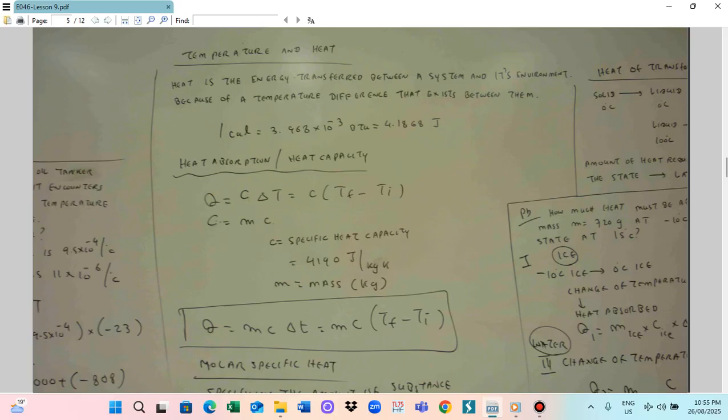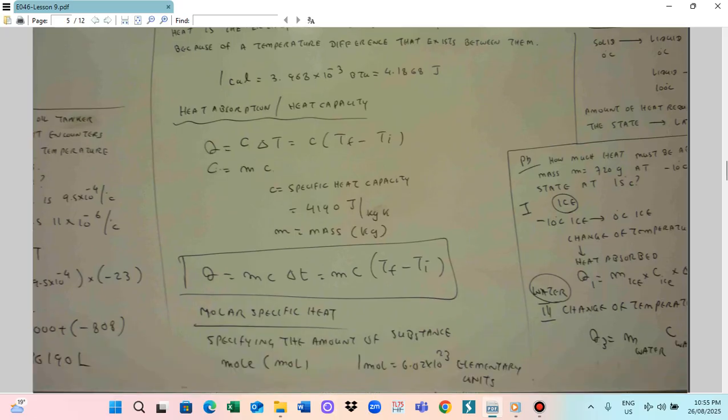So therefore we can calculate the heat absorption, or the heat capacity. In this case, the heat absorbed is Q. Q can be calculated as C multiplied by delta T. C is the heat capacity coefficient, and delta T is the final temperature minus the original temperature. So Q equals C multiplied by Tf minus Ti.